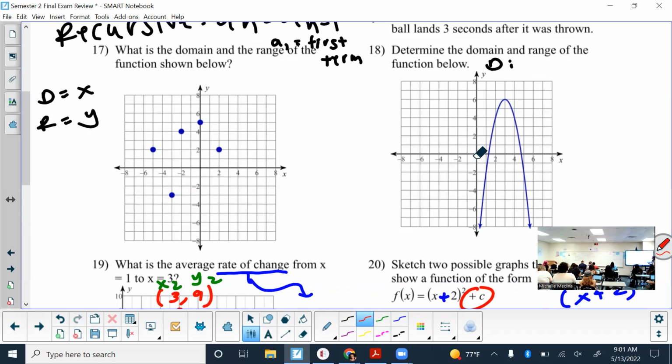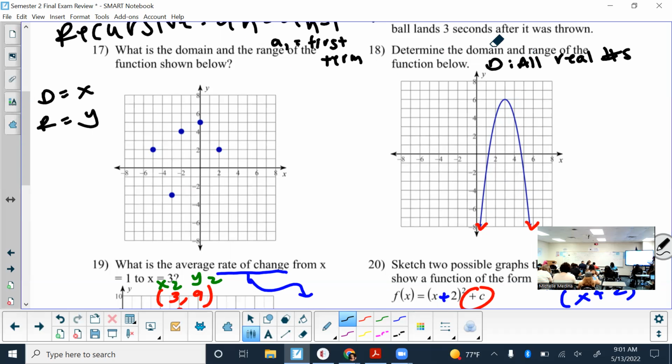We see how the more we go down, the wider it gets. These little arrows mean it goes on infinitely. So if it keeps getting wider and wider, will it eventually touch all the x values? Yes. So my domain for this is all real numbers. There's no restriction on the x-axis in this one.